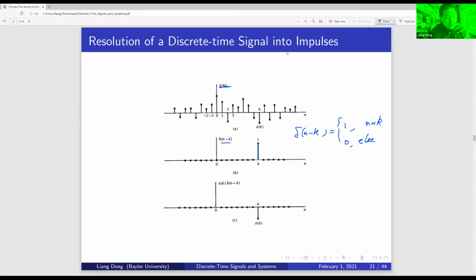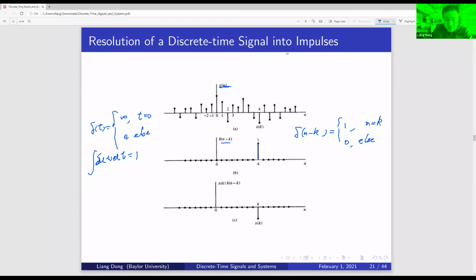Versus in the continuous time domain, delta(t), remember that, right? Delta(t) is actually infinite when t equals 0, and 0 elsewhere. And then what we need is to do the integration of delta(t) dt to calculate the area. That is 1. Okay, just a little bit different. In the discrete time domain, because it's all discrete, I have just one sample. You sum up everything, it's just 1.